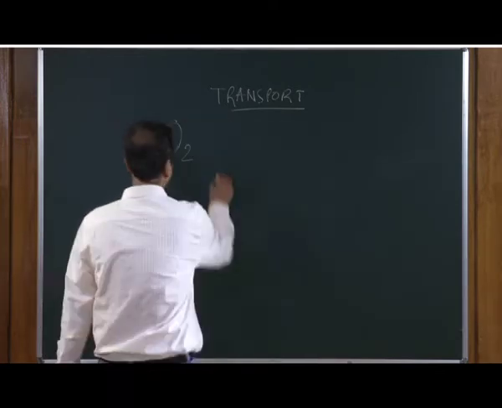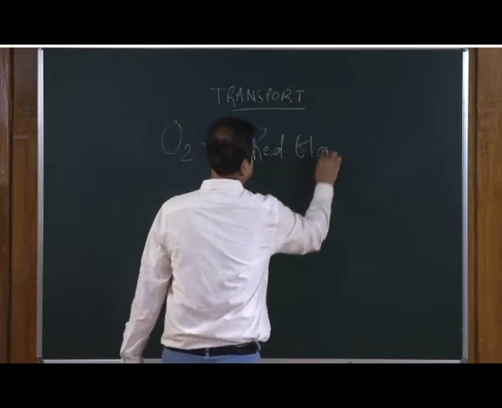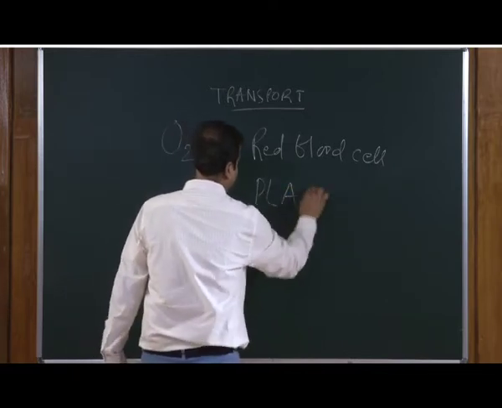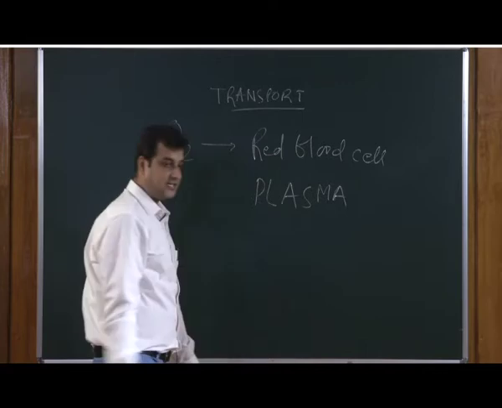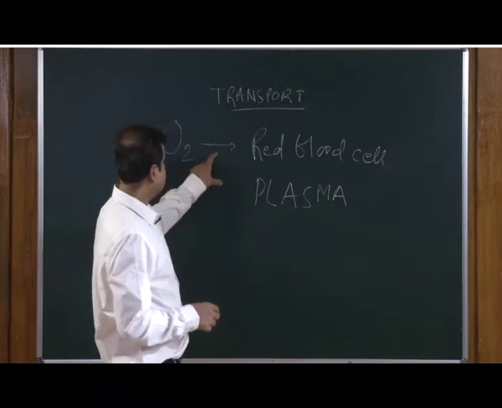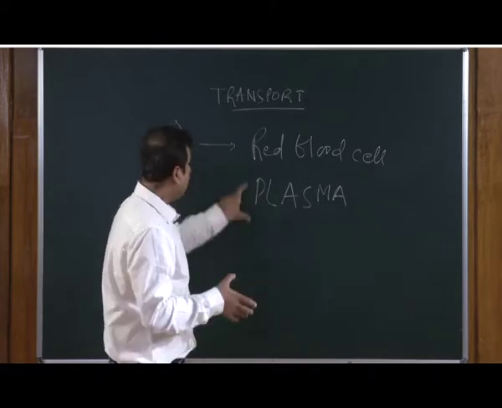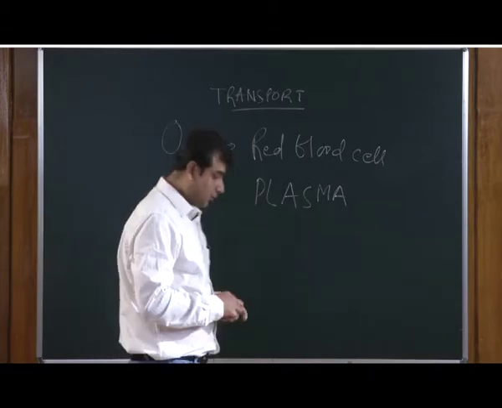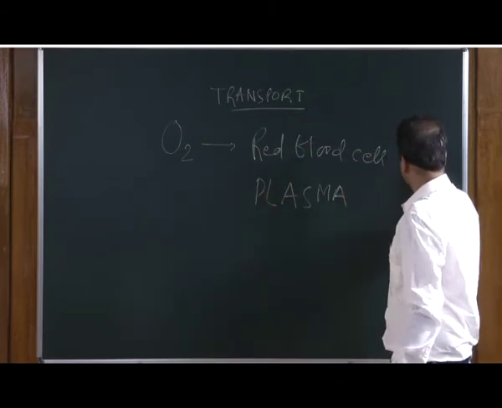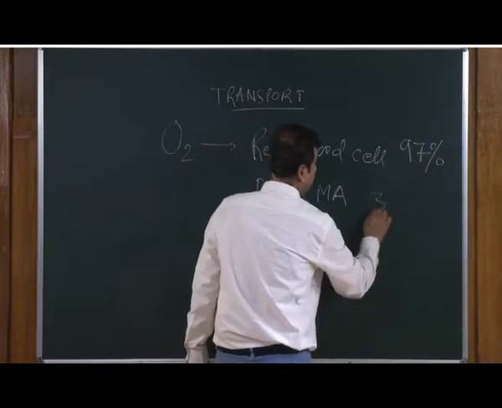The first form is with the red blood cell, and the second is in the form of plasma. These are two distinct transportation media. Oxygen is transported either in the red blood cell or in the plasma, and we will discuss the two parts. The major part of oxygen transport by the red blood cell comprises 97% of the total transport of oxygen, and the remaining 3% is from plasma.